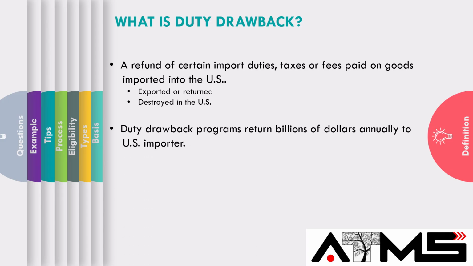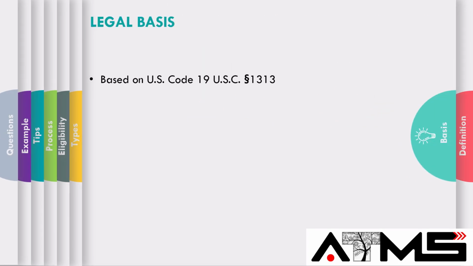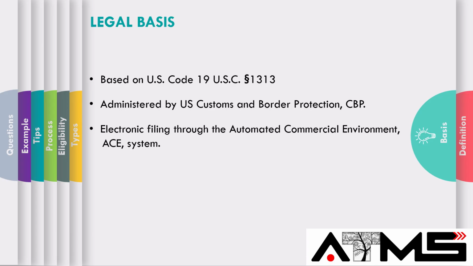Every year, billions of dollars in duties are refunded to importers through this program. Therefore, if you have paid duties unnecessarily, it is absolutely worth pursuing a refund. The legal basis for duty drawback is 19 U.S.C. 1313. The program is administered by U.S. Customs and Border Protection. All claims are submitted electronically through the ACE, which is the Automated Commercial Environment System.